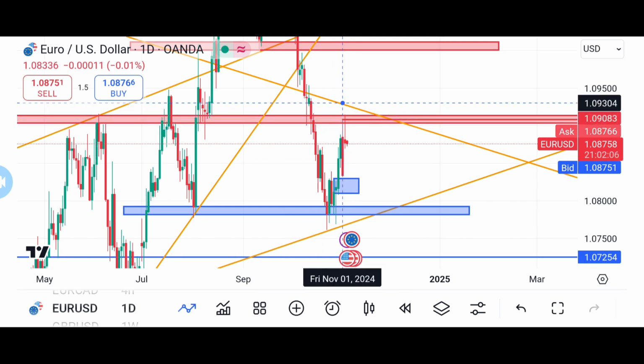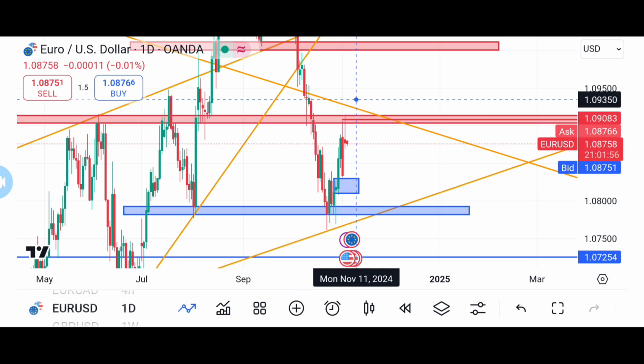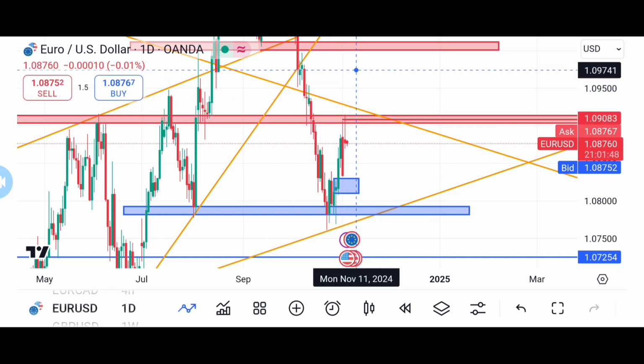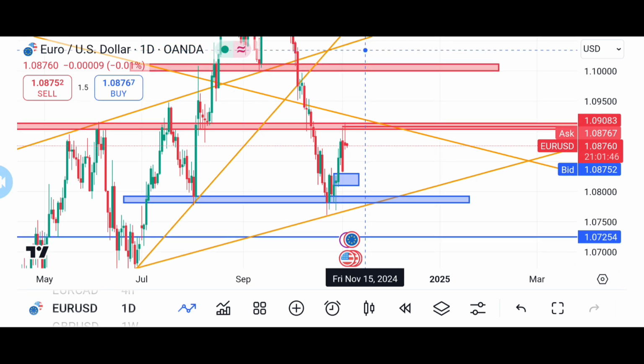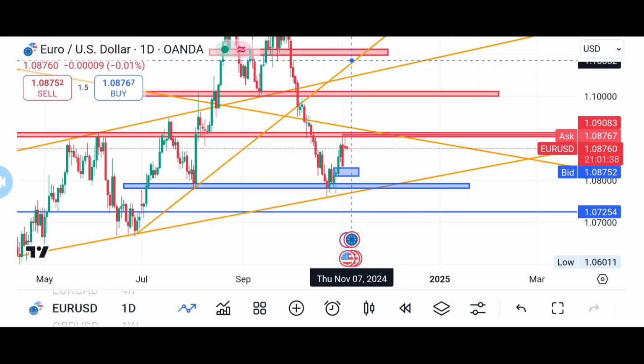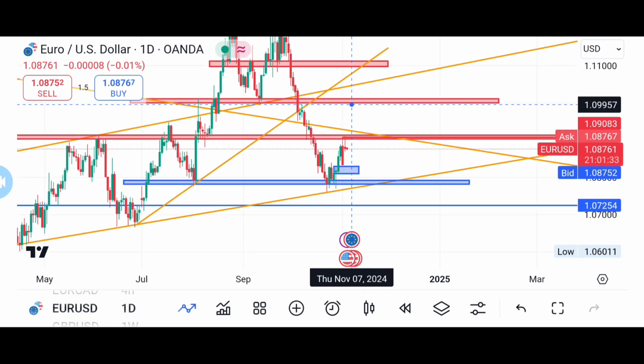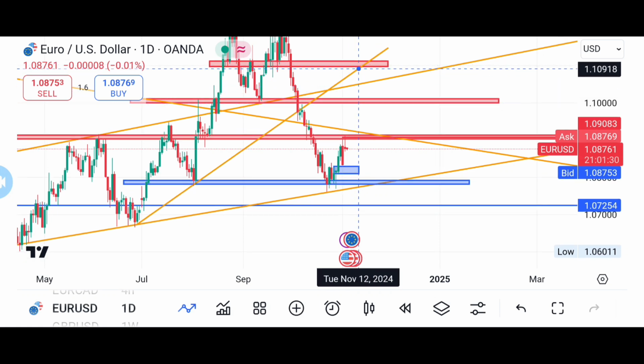If you have not watched my previous video, go and see. I insisted that for me to place a buy entry, it must break above this trend line and above this zone, and the TP will be around 1.1000. That will be my TP1, and my TP2 will be around 1.1110. My TP1 is this one, and my TP2 is there.